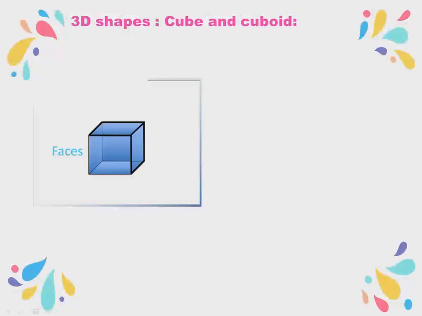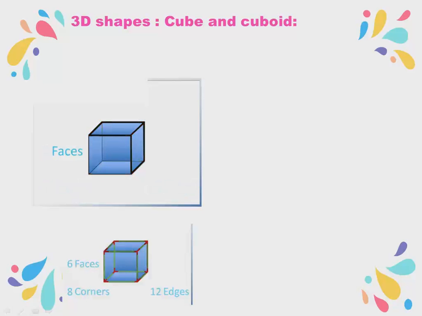3D shapes, cube and cuboid. Now, here you can see this is a cube because it is having squares, and the ones which are highlighted are faces. So, how many faces are there? Six faces are there. Corners where three edges meet are called corners. So, how many corners are there? Eight corners. And then coming to edges, where two faces meet are called edges, and it has twelve edges. Okay, this is a cube.